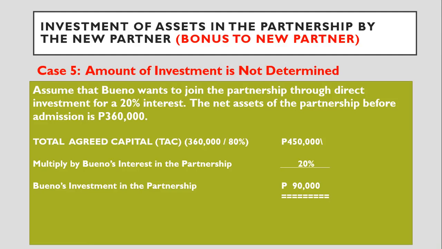No, I'm sorry. I thought it's a bonus. For this one, it's just an investment, no? So no bonus. Whatever is the amount invested would be the capital credit of the new partner Bueno. So it's a debit to cash, 90,000, and a credit to Bueno capital, 90,000. Sorry for that. There is no effect on the capital of the old partners. I stand corrected.